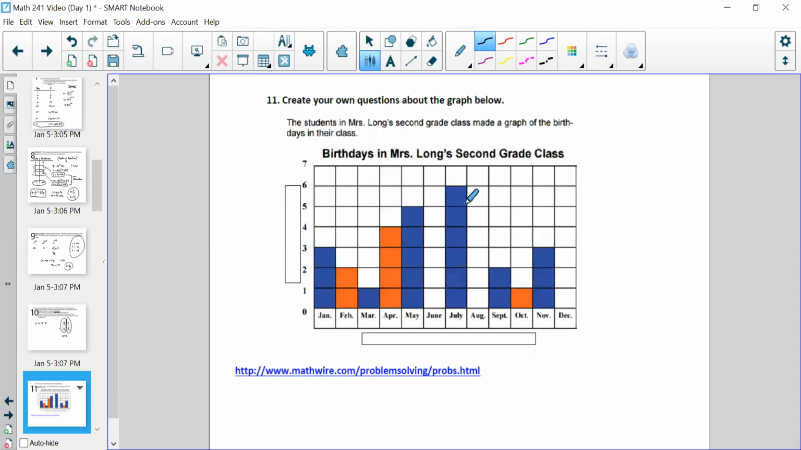Your next problem is when you give students something to analyze, and in this case, I gave the students a bar graph. And looking at this graph, you would ask students to create different types of questions. And you could ask the students, well, what descriptions would go along the x-axis? What descriptions would go along the y, knowing that this says birthdays in Mrs. Long's second grade class? So you could ask that question.